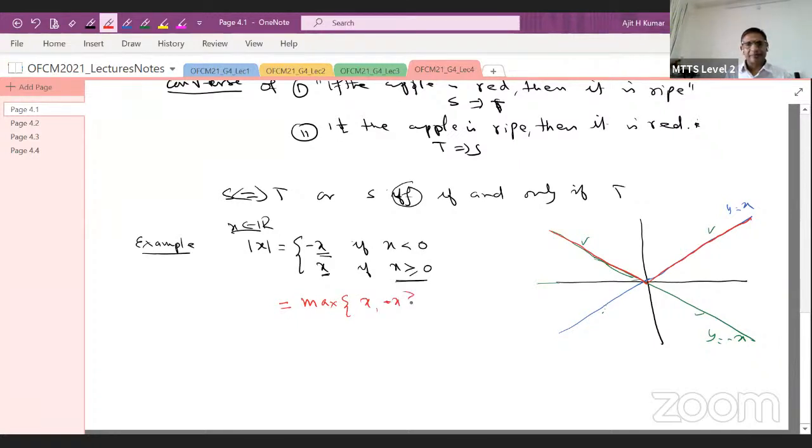Whichever is maximum, you take that. You see that on the left hand side, minus x is maximum. To the left of origin, minus x is maximum. To the right of origin, plus x is maximum. So you are combining these two and writing it as a maximum of this. If you define it this way, many things become very easy to prove.